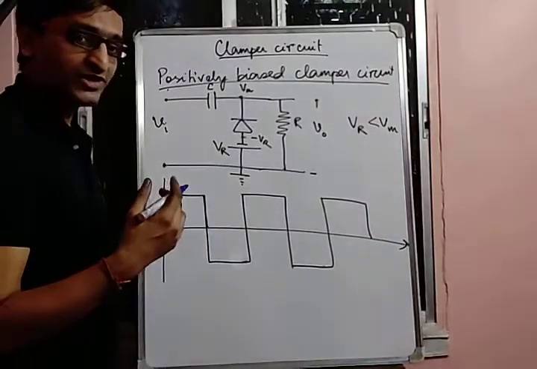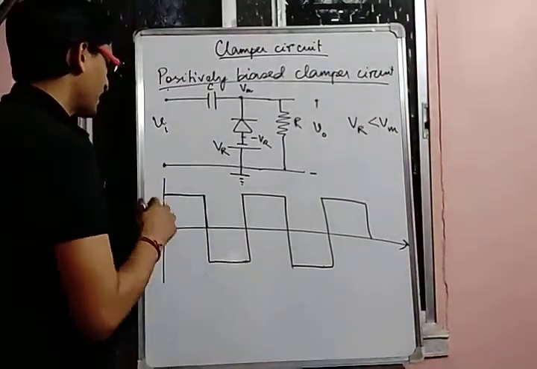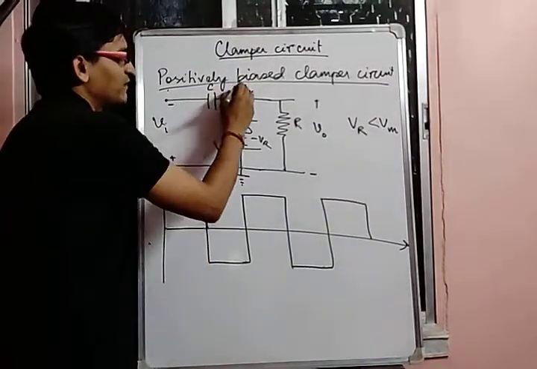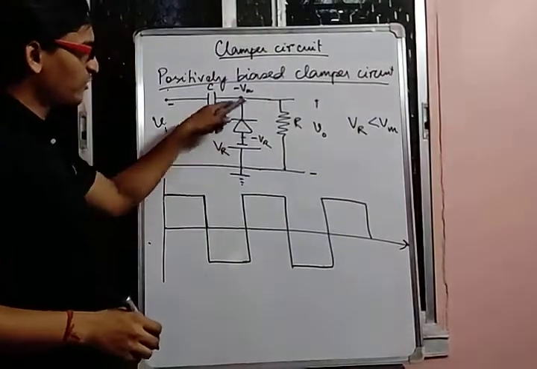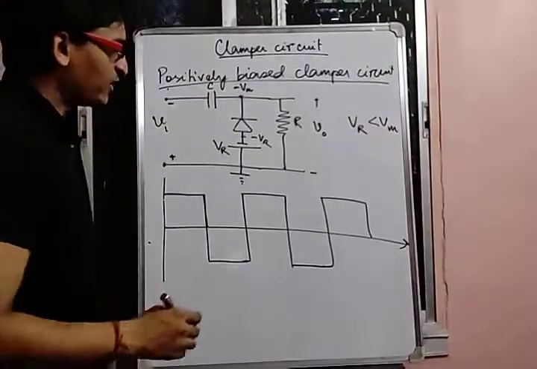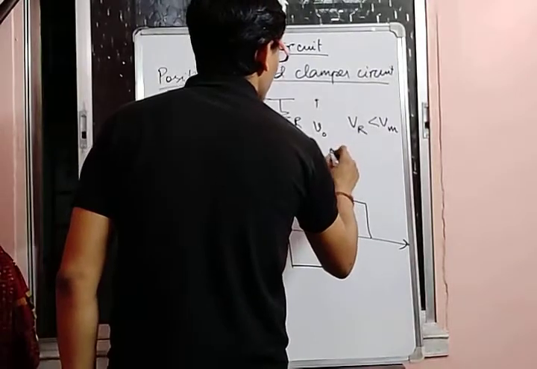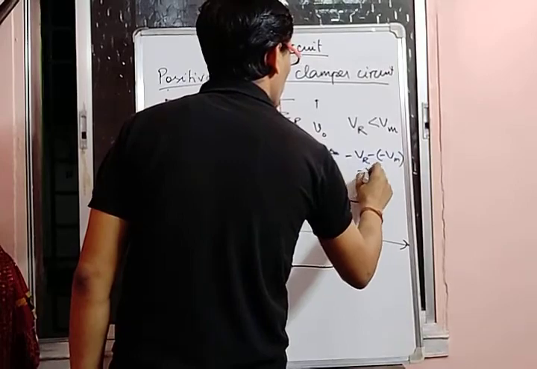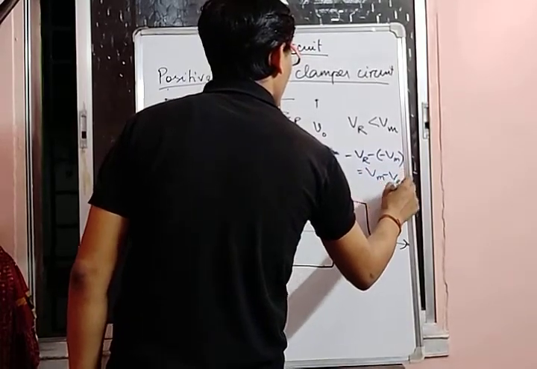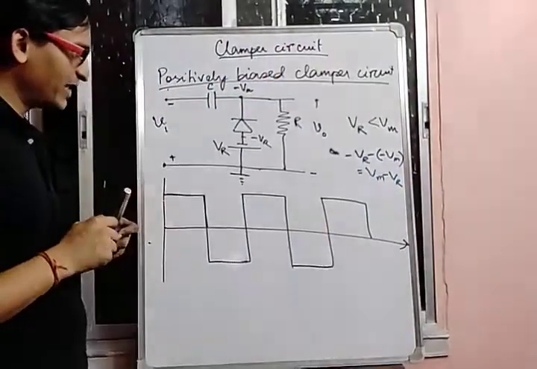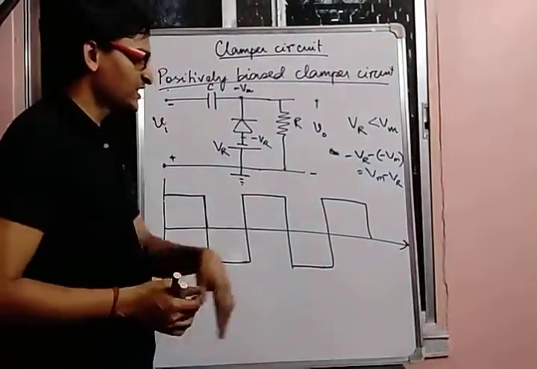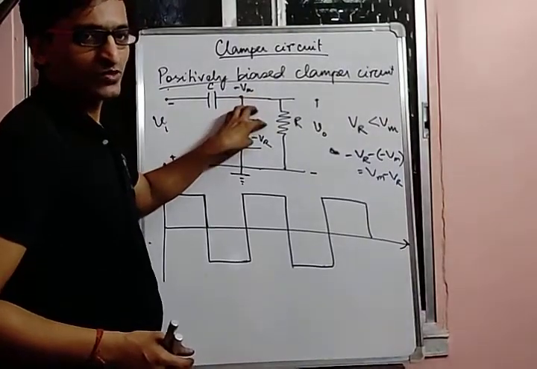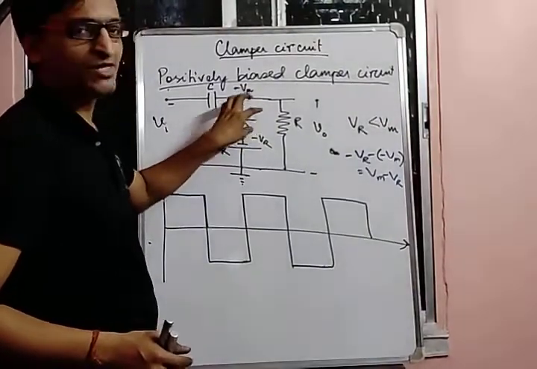But what will happen during the negative half of the cycle? During the negative half of the cycle, this is minus, this is plus. So obviously this voltage will be minus VM. So what will be the voltage appearing across the diode? It will be minus VR minus of minus VM, so it comes out to be equal to VM minus VR. Since we have already considered that VR is less than VM, this voltage will be positive. So that means this diode will be forward biased.